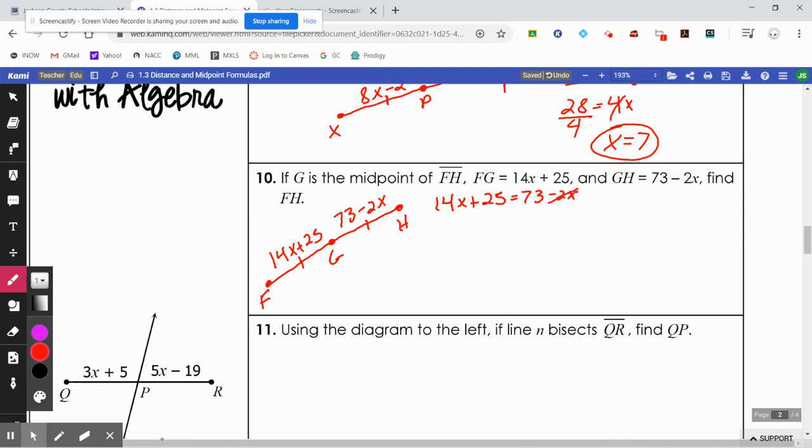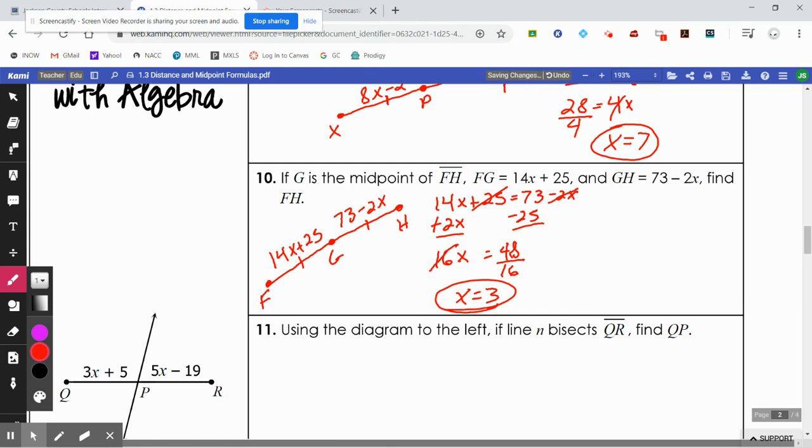Get rid of minus 2x by adding 2x to the other side. Get rid of plus 25 by subtracting 25 from the other side. That gives me 16x equals, I believe that would be 48. Get rid of 16 since they're being multiplied by dividing, and you get x has a value of 3. But always go back to your problem and ask, did I find what I was supposed to find? It says find FH. FH is the value of the entire line. It's the distance, the length of the entire line segment.